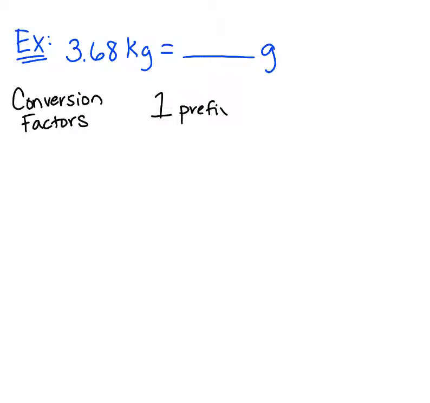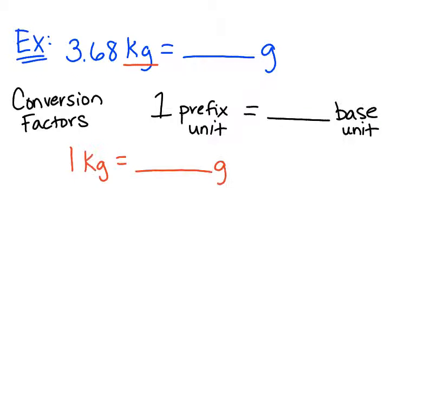For your conversion factors, you always want to look at one for every prefix unit that you have and set it equal to the base unit. So for example, in this problem, we have kilograms to grams. The only one with a prefix is kilograms. Kilo is the prefix. So we're going to set 1 kilogram equal to how many grams? We're going to fill this in by using the number from our chart in class. There are 1,000 grams in a kilogram.